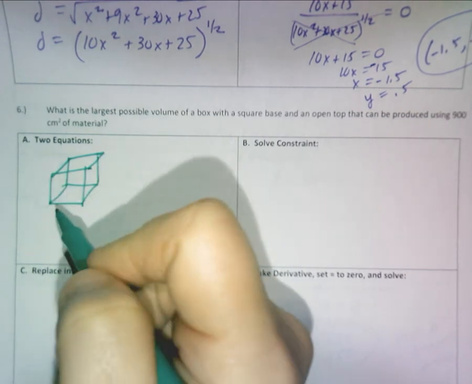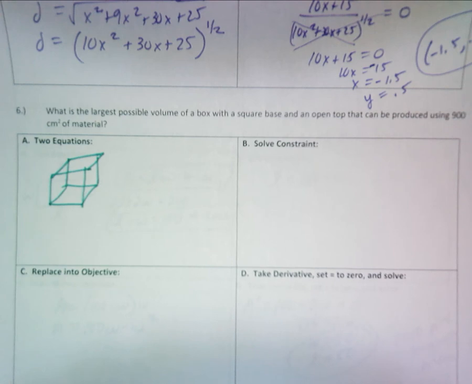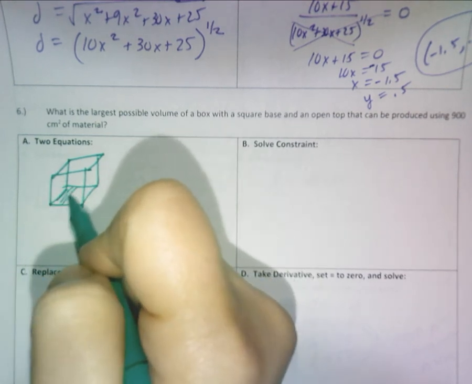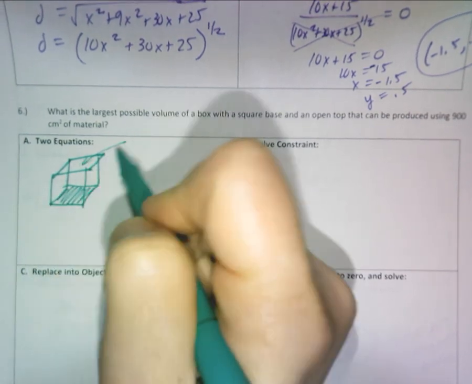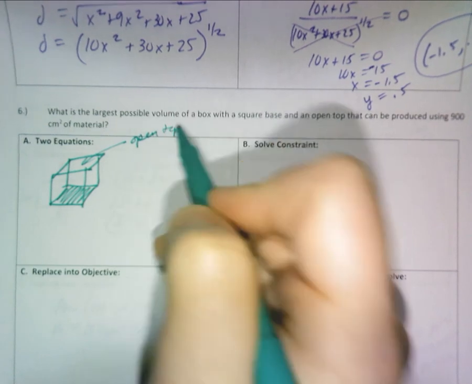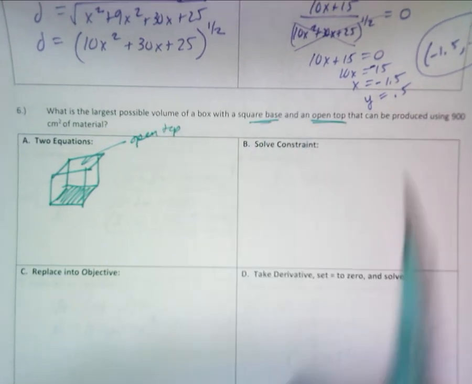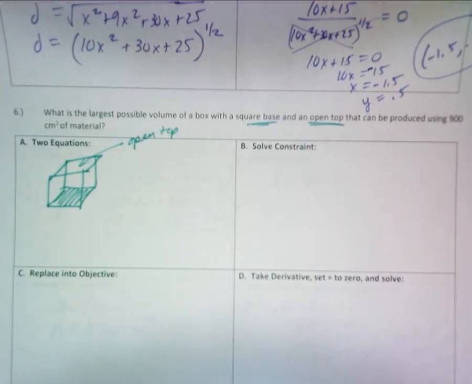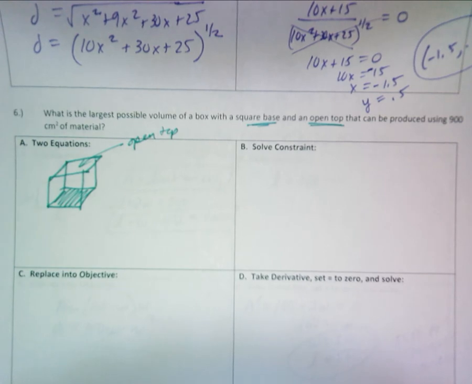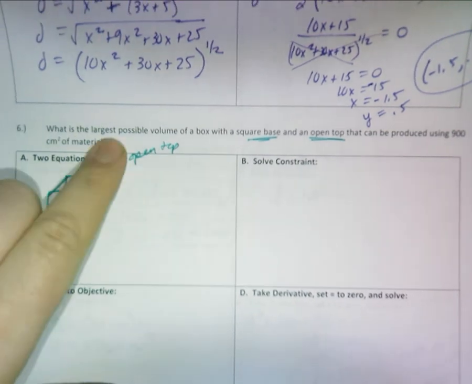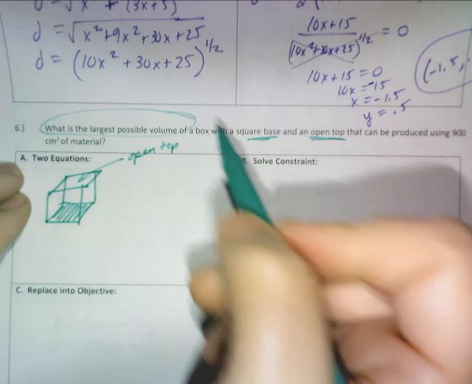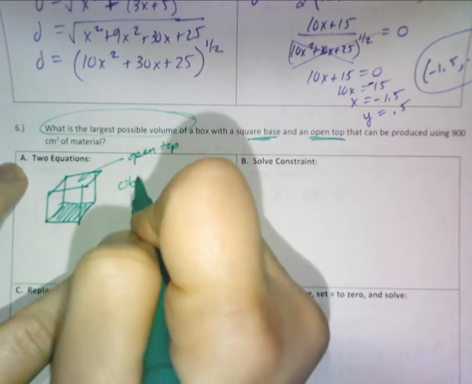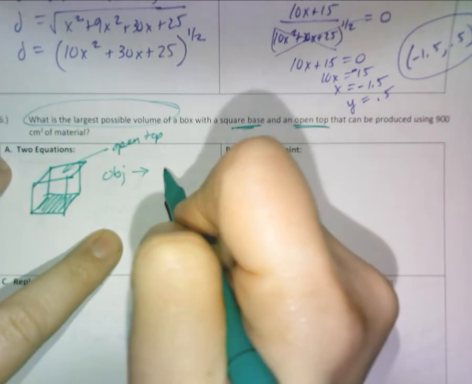Okay. So let me give you a visual of this real quick. You have a square base, but you have an open top. There's a reason that's in there. Open top, square base. Okay. We are asked to find the largest possible volume. Is that my objective or my constraint right here? That is my objective. My objective is to find the largest possible volume.